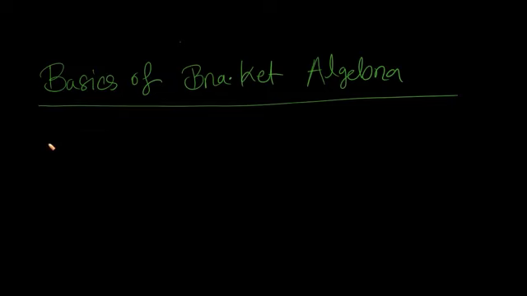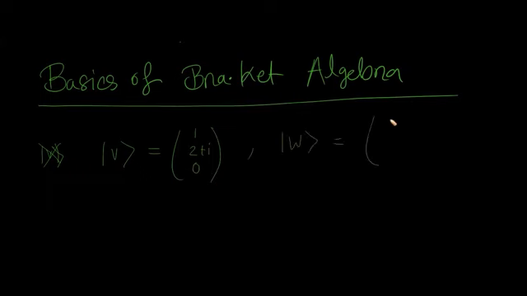So let's say I have a ket vector v written as 1, 2 plus i, and 0. And I have another ket vector written as w, which is 0, 1, i.